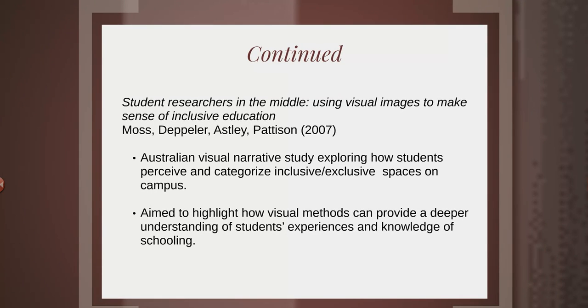The next by Moss, Depler, Atley, and Pattison. This was an Australian visual narrative study exploring how students perceive and categorize inclusive and exclusive spaces on campus. This study looked to highlight how visual methods can improve a deeper understanding of students' experiences and knowledge of schooling, as opposed to simply written or verbal narrative.